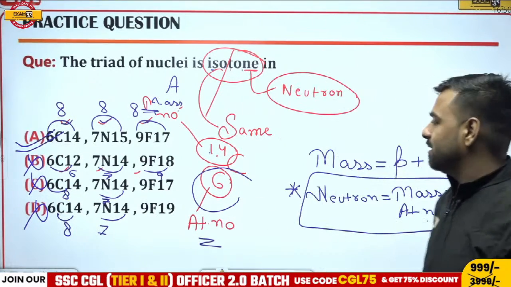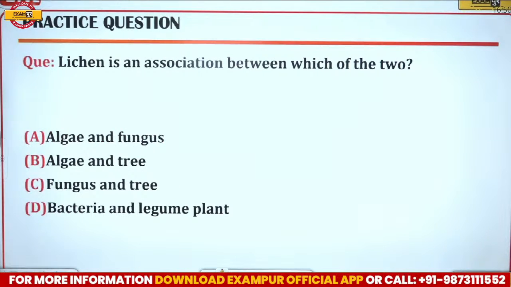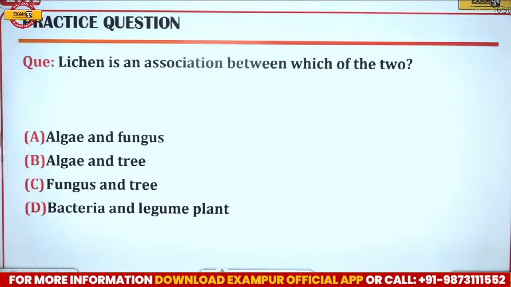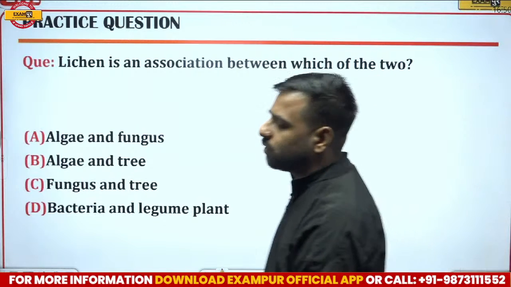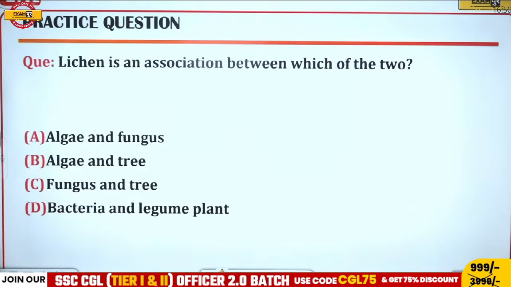Okay. So, yes, let's go forward with the last question of the day. And the last question of the day would be, lichen is an association between which of the two? Is it algae and fungus? Is it algae and tree? Is it fungus and tree? Is it bacteria and legume plant? Last question for the day, and tomorrow we'll meet up with the next class. So yes, waiting for the answer.